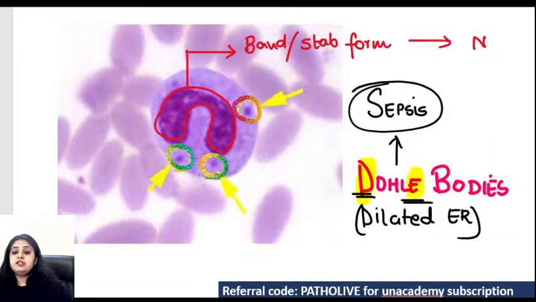Dole bodies can be seen in any stage of the neutrophils, mature neutrophils also, and before that band and metamyelocyte, any stage of the myeloid lineage can show that.